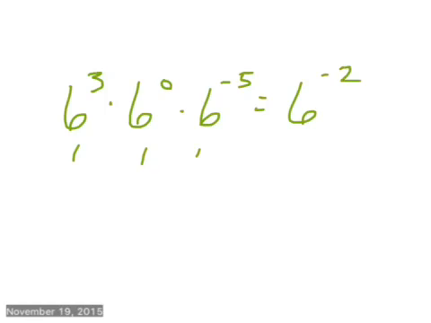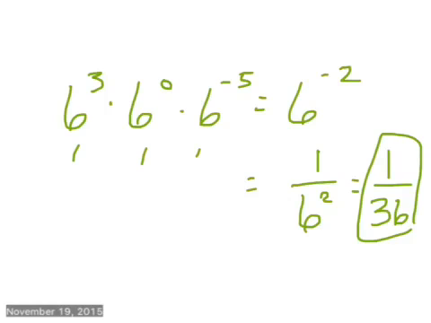6 to the third times 6 to the 0 times 6 to the negative 5. Now, quick question for you guys. Are all the bases the same? Yes. So if all the bases are the same, let's add the exponents. What's 3 plus 0 plus negative 5? Negative 2. So that's 6 to the negative 2. Can you have a negative exponent? No. Where does it go then? So I have 1 over 6 squared. Now to finish it out, what's 6 squared? And I'm done.